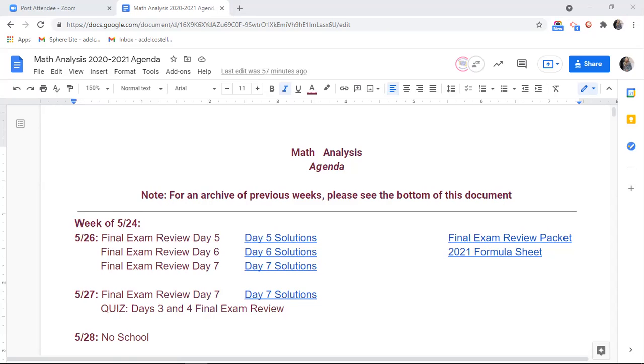So number 13, here's where these get a little bit lengthier. You are given 6 sine squared theta minus 5 sine theta plus 1 equal to 0, and you want to solve for all answers that work. This is a trig quadratic equation. That means there are 4 answers possible for this.